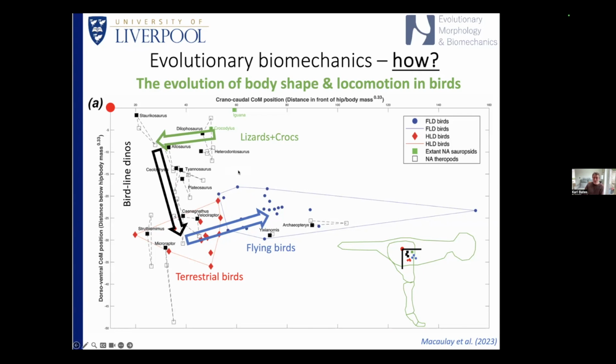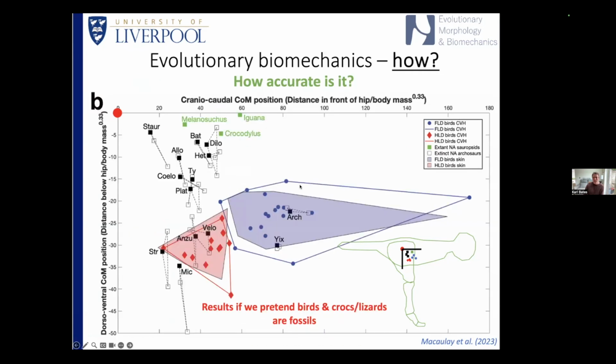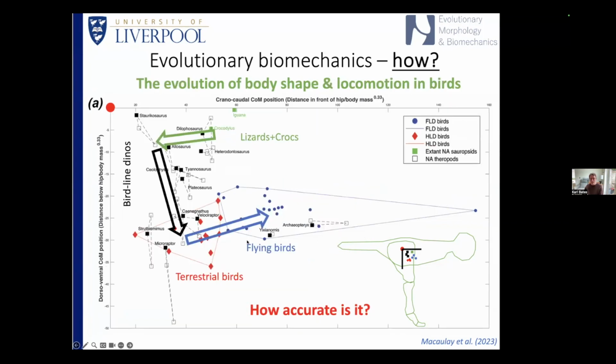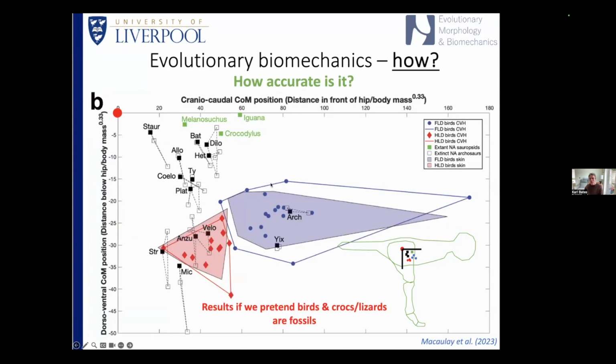How accurate are these predictions likely to be of the dinosaurs? Well, one thing we can do to try and evaluate that is basically pretend that our living animals in this sample are fossils and apply these predictive techniques to our living animals to see how well they work. And that's what we've done here with the birds. So the blue zone and the red zone here are the skin volume morphospaces from this plot I've just explained. And then the new data points and the convex hulls around them in red and blue are the same birds, but we've applied the predictive techniques to their skeletons, pretended they were fossils.